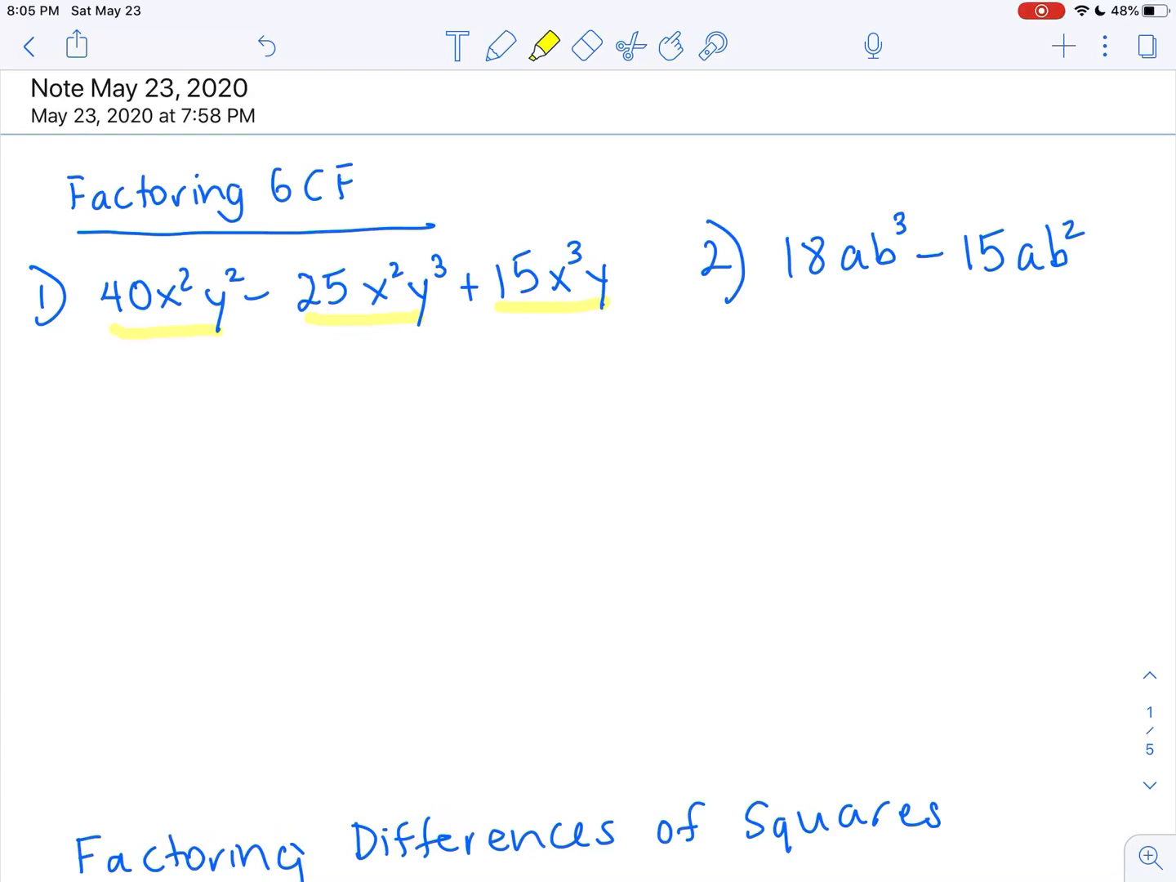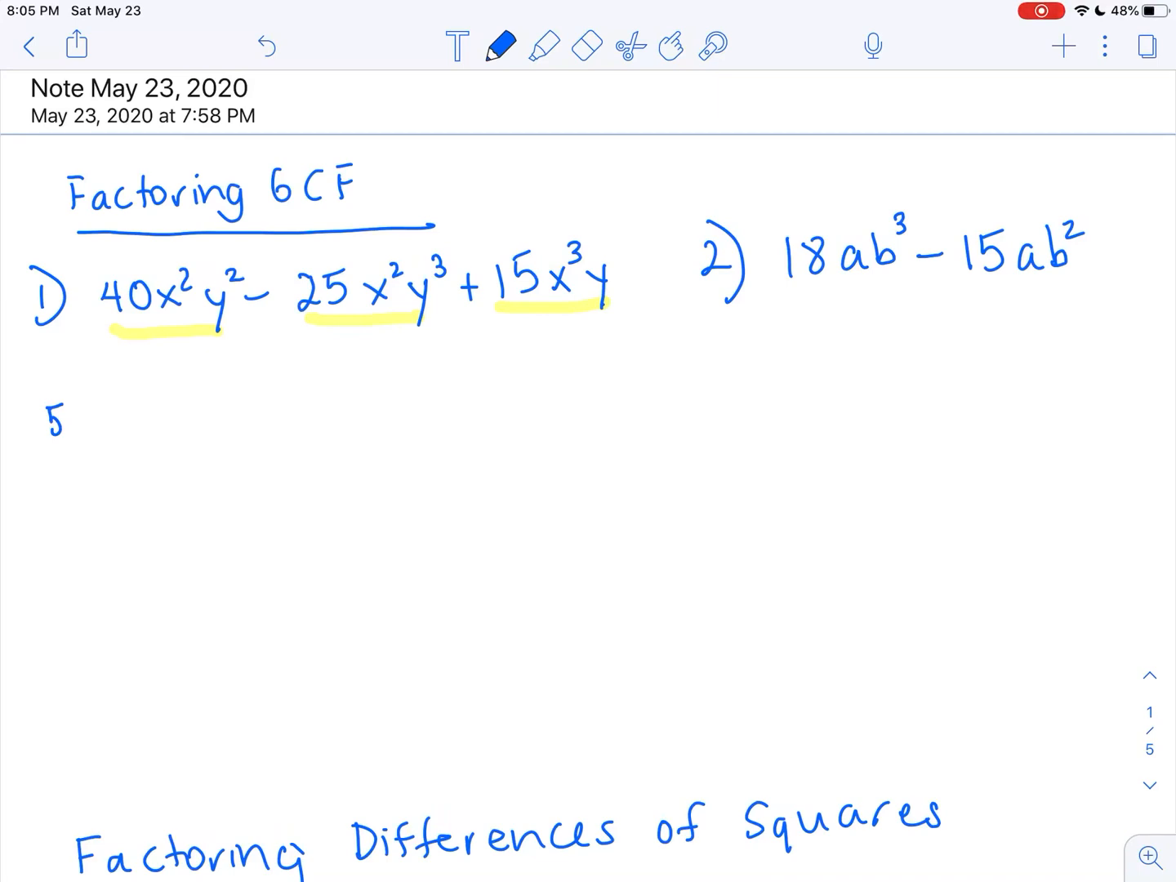So let's begin with the numbers. If I take a look at 40, 25, and 15, what's the highest number I can think of that goes into all three numbers? That number is 5. So I'm going to take 5 out for sure.